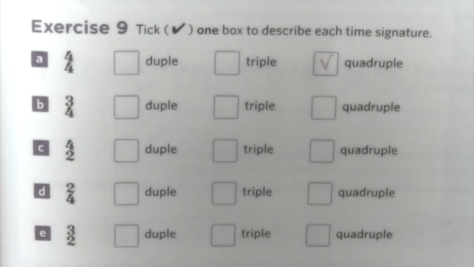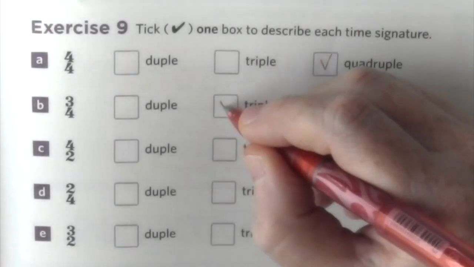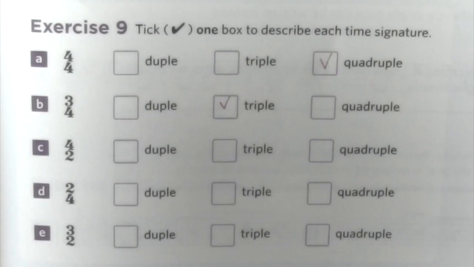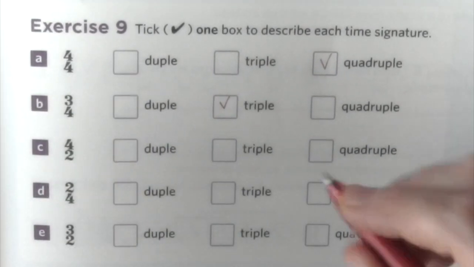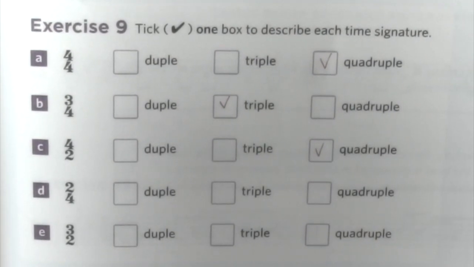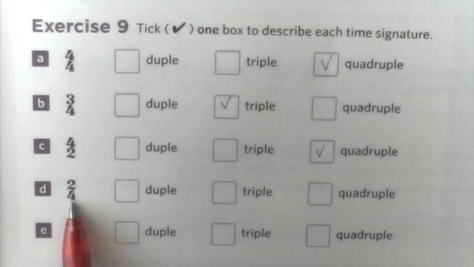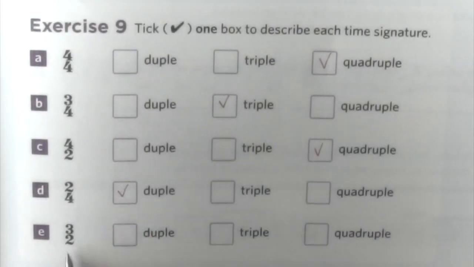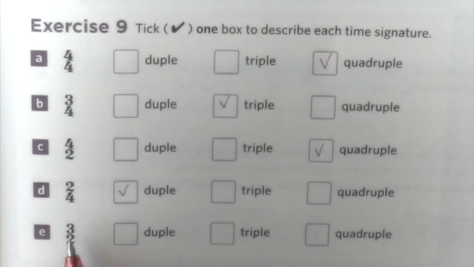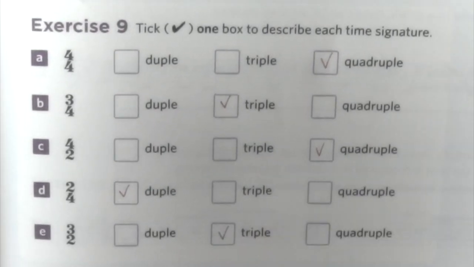Three crotchets means 3 movements. Triple. 4 minims means 4 movements of a conductor. Quadruple. 2/4 means duple, 2 movements. And 3 minims means 3 movements. Therefore, triple.